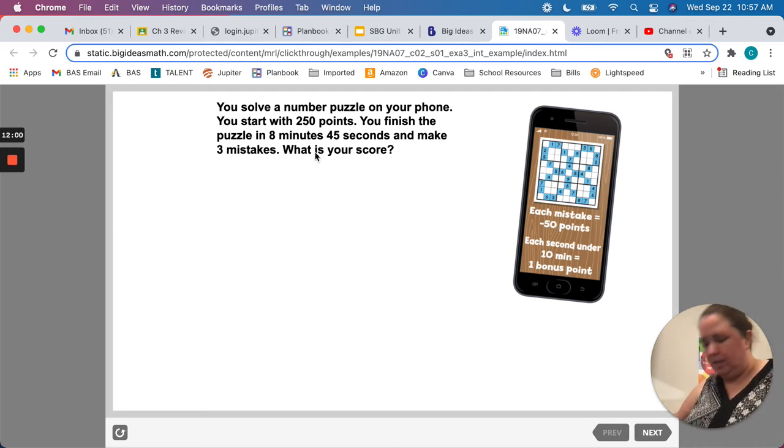All right. You solve a number puzzle on your phone. You start with 250 points. You finish the puzzle in 8 minutes and 45 seconds. You make 3 mistakes. What is your score?